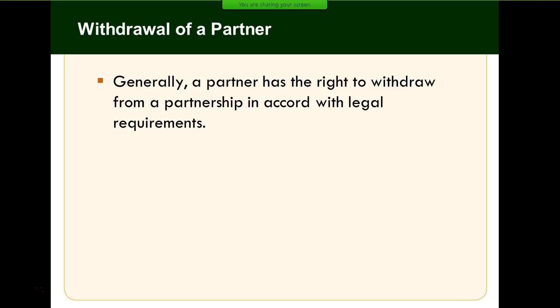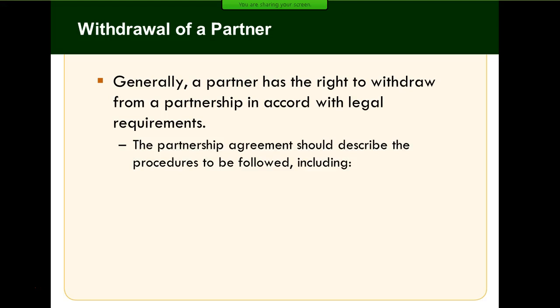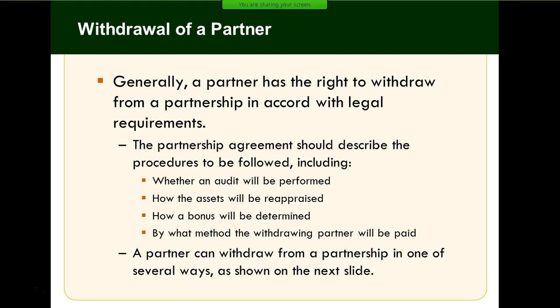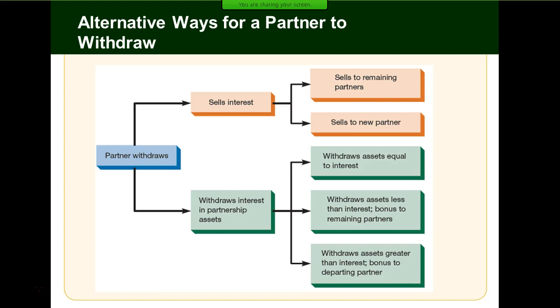So we talked about adding an individual. Withdrawing a partner, partnerships can withdraw. Generally speaking, all of this needs to be spelled out in the partnership agreement describing how a partner withdraws, and just what the guidelines are. So basically, in withdrawing, the partner can sell his interest to the remaining partners or sell it to a new partner. The partner can withdraw his interest in the partnership assets.